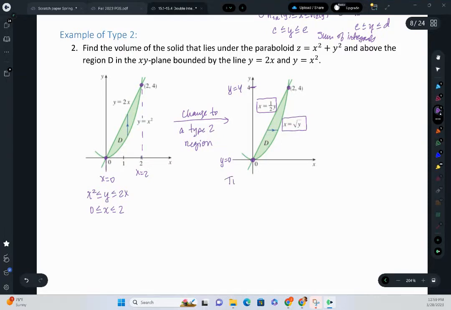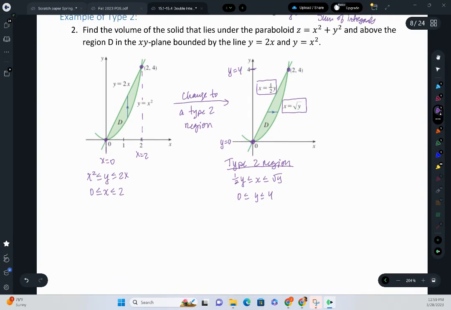So if I write out my type 2 region, x is going from a function 1/2 y up to a function square root of y, while y is going from 0 up to 4. Okay, so we're asked to find the volume of a solid that lies under a paraboloid. That z equals x squared plus y squared, that is our integrand.